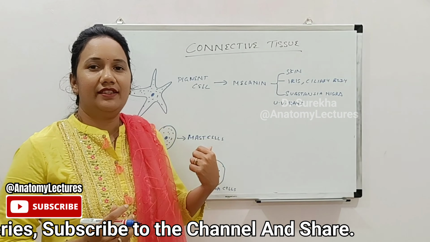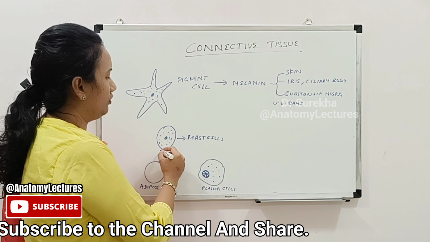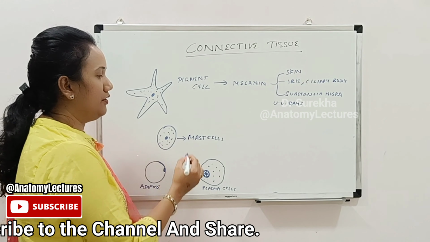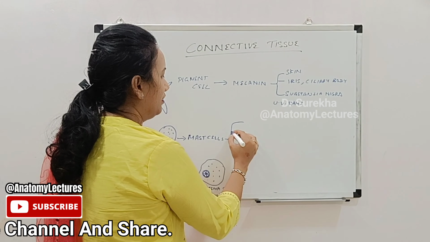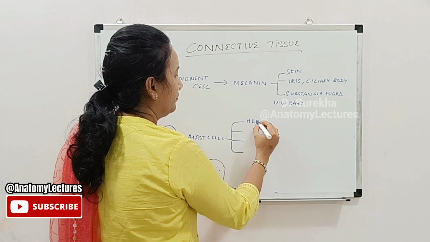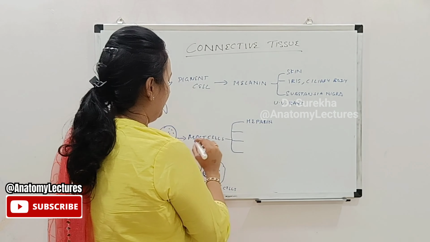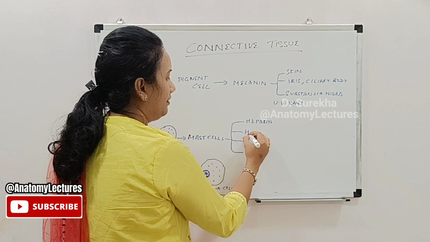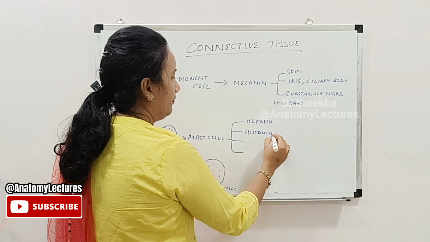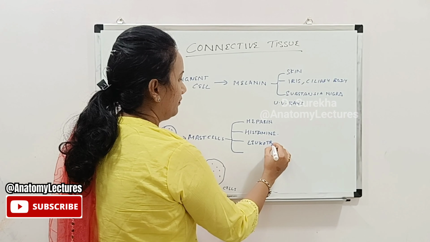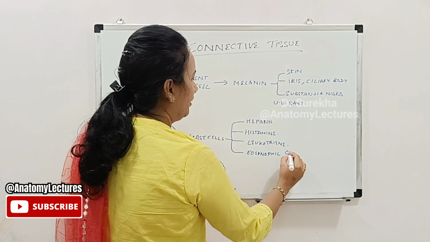Next, the other type of cell which we see is the mast cell, which is more or less ovoid in shape with a centrally placed nucleus. This mast cell is mainly concerned with inflammatory response. Wherever there is a site of inflammation, this mast cell will reach the site and release heparin, histamine, leukotriene and eosinophil chemotactic factor.